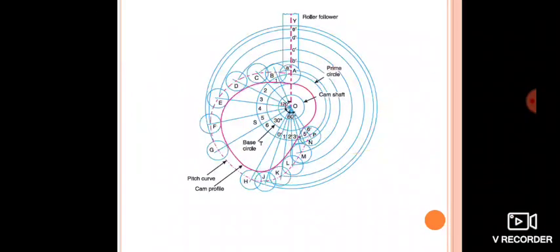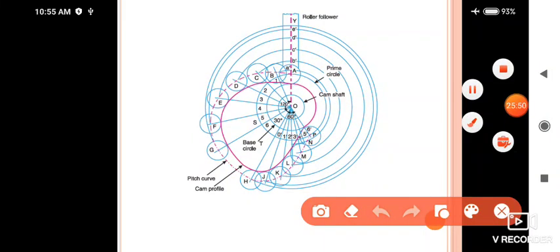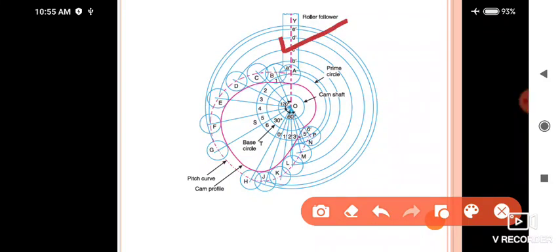Then the next procedure, drawing the cam profile. One thing you have to concentrate on here: the type of follower given is a roller follower. In the previous problem we solved with a knife-edged follower, and in this problem the follower is a roller follower. So it is similar to the previous problem, the only thing is that we use a roller here.